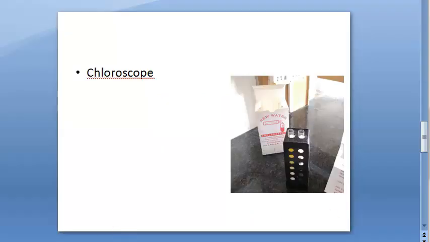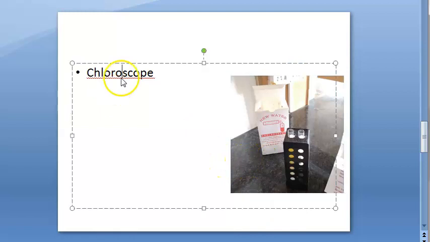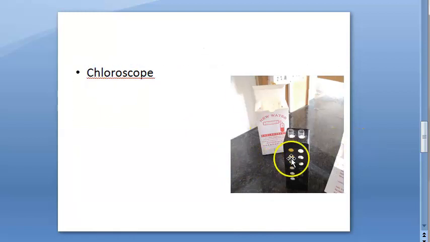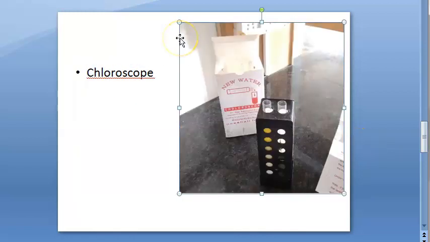In this video, let us look at this apparatus. It is a chloroscope. So basically, what are you seeing here? This is a chloroscope. It's actually called a Sendhil's chloroscope. What is the purpose of this instrument? To test the presence of free residual chlorine in a sample of drinking water.